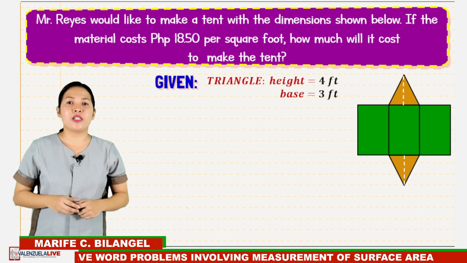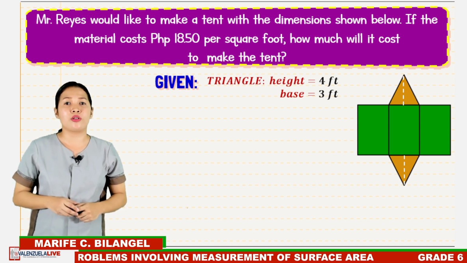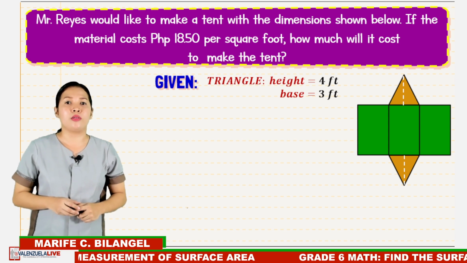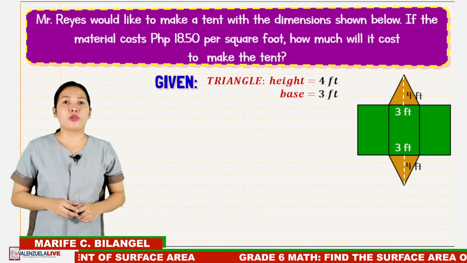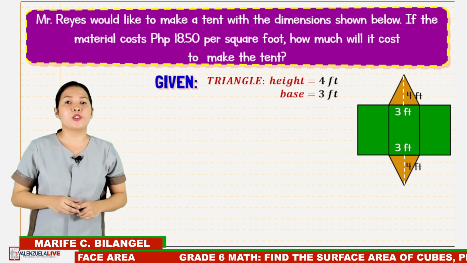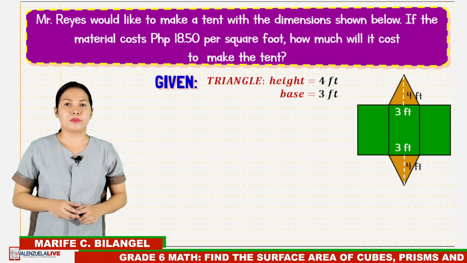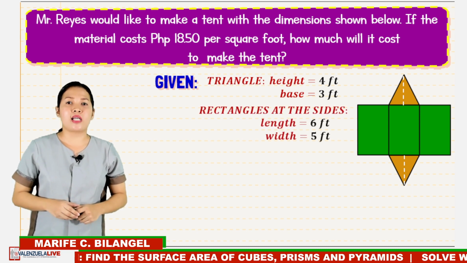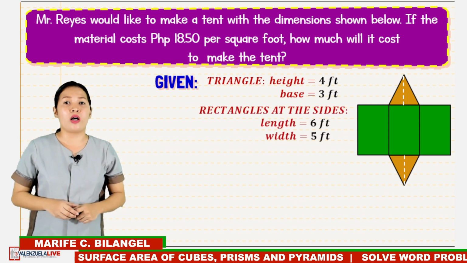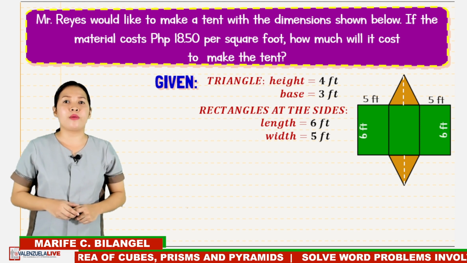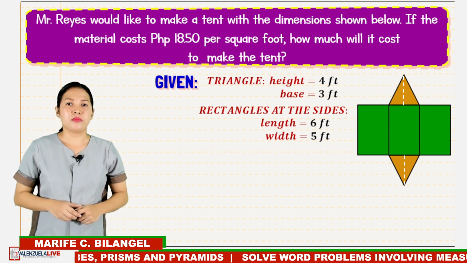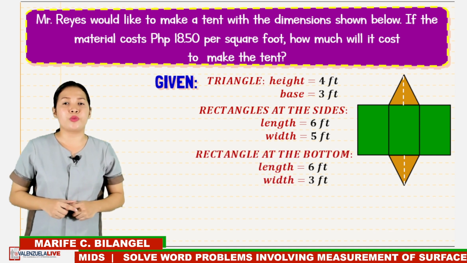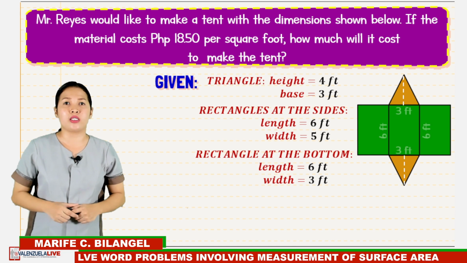Let us get the dimensions of each plane figure of a triangular prism, and let's start with the dimensions of a triangular base. The height of a triangular base is 4 feet while its base is 3 feet. The rectangles at the sides of the triangular prism are 6 feet long and 5 feet wide. While the rectangle at the bottom of the triangular prism is 6 feet long and 3 feet wide.